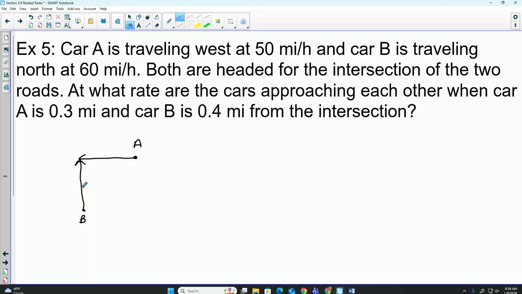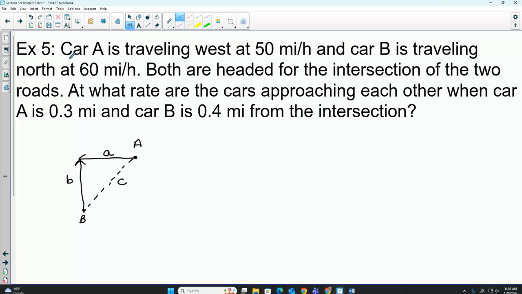All right. At what rate are the cars approaching each other? So how would I show the distance between the two cars? Okay, let's label these sides. Since this is the distance car A is traveling, I'm going to call that A. I'm going to call this side B, and I'll say C is the distance between each other.